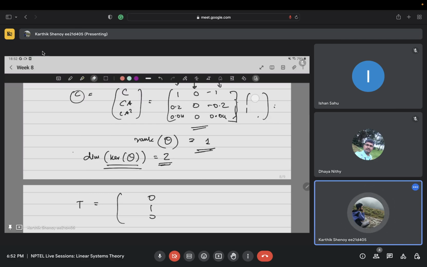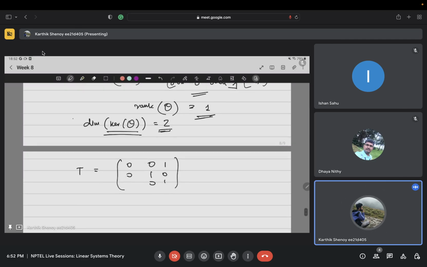It is 1 1 0 1, correct. That is also 0, because if I add these two, then it's 0, so it's 1 0 1. Now how can I complete this? I can just write 0 0 1.